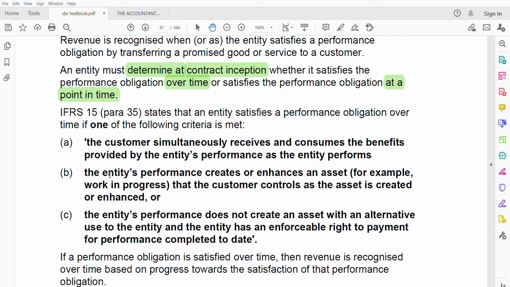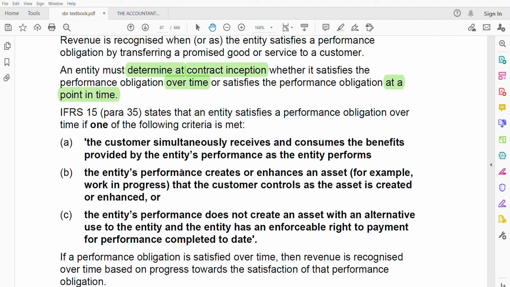Second, entity's performance creates or enhances the asset, for example, work in progress, that the customer controls as the asset is created or enhanced. So customer might have the control of the asset. They might have the computer with them, but whatever the technical support is required, you are giving it to them. Why? So that the performance increases of that asset. So in that case also it is over a period of time.